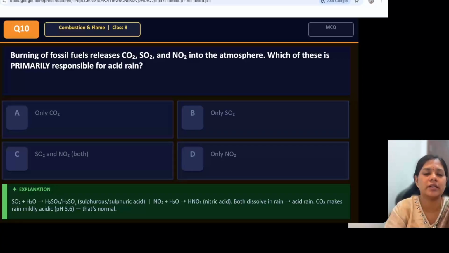Burning of fossil fuels releases carbon dioxide, sulfur dioxide, and nitrogen dioxide into the atmosphere. Which of these is primarily responsible for acid rain? Yes, it is option C. Because when sulfur dioxide reacts with water, it forms sulfuric acid or sulfurous acid, and when nitrogen dioxide reacts with water, it forms nitric acid, and both dissolve in rain and make the rain acidic.